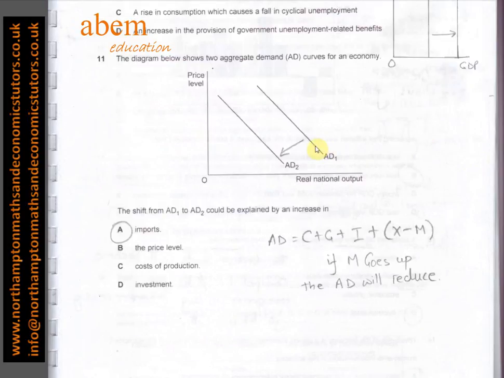In question number 11, we can see the aggregate demand has moved leftwards from AD1 to AD2, which again is because of imports. If we look at the formula, AD equals C plus G plus I plus X minus M, we know if imports go up, the entire X minus M will decrease, hence moving the AD inwards.